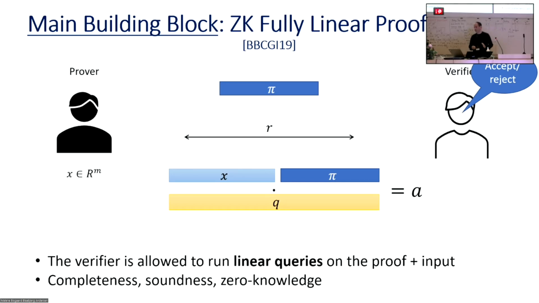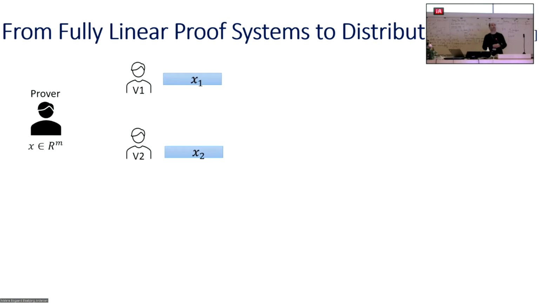As I said, the main property is that the verifier is allowed to run only linear queries to the input and the proof. This is why it is called a fully linear proof system. You can define variants which have only one such interaction or multiple rounds. In this work, we only need one round. And of course, we can define completeness, soundness and zero knowledge in the standard way. So this is somewhat an abstract idea, but from this abstract notion, we can derive a very practical tool, which is called distributed zero knowledge proofs.